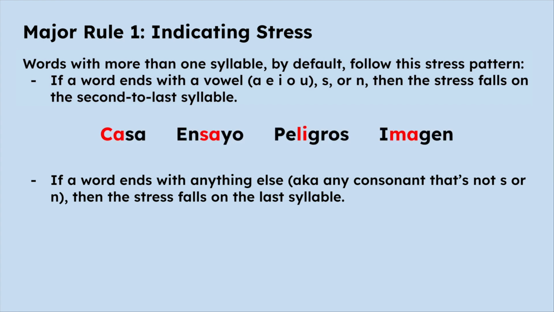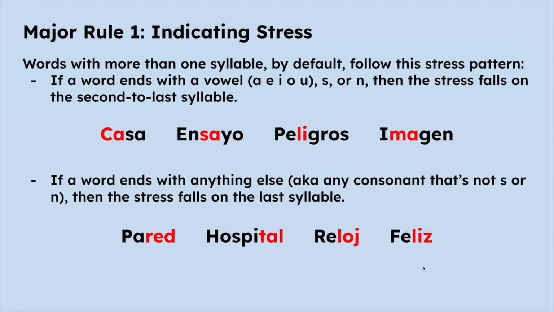So casa, because it ends with a vowel, the stress falls on the second to last syllable. Casa, ensayo, peligros, imagen. Notice how in all of these words the stress falls on the second to last syllable because they end with a vowel, s, or n. But if a word ends with anything else, so any consonant that's not s or n, then the stress falls on the last syllable. Pared, hospital, reloj, feliz. Notice in all of these words, because they end with a consonant that's not s or n, the stress automatically falls on the last syllable.